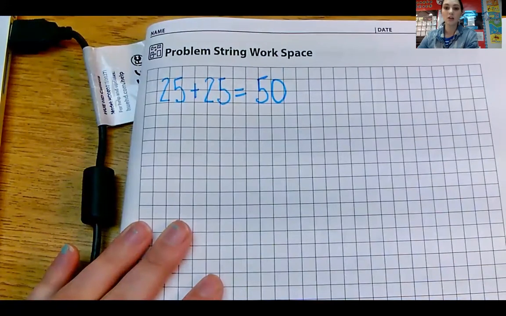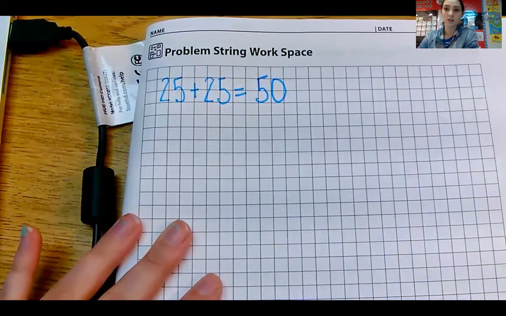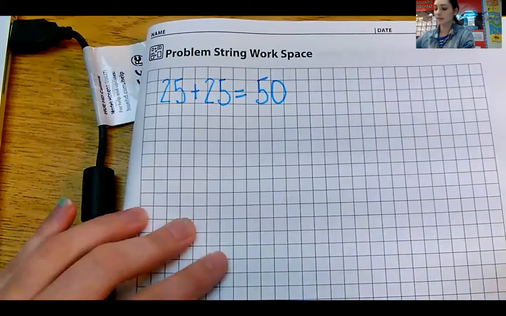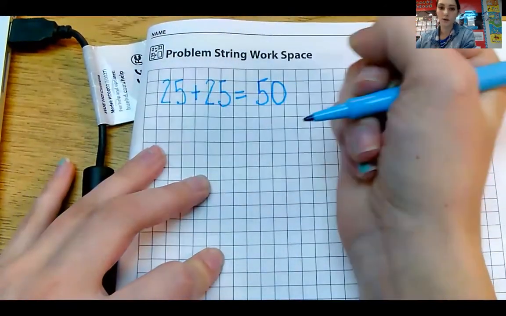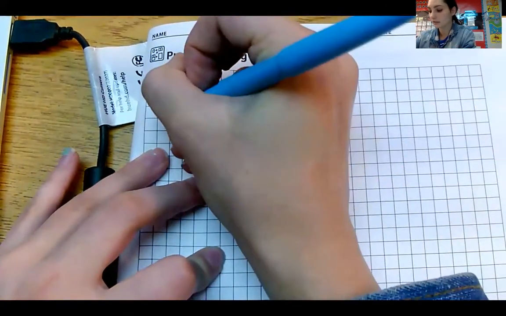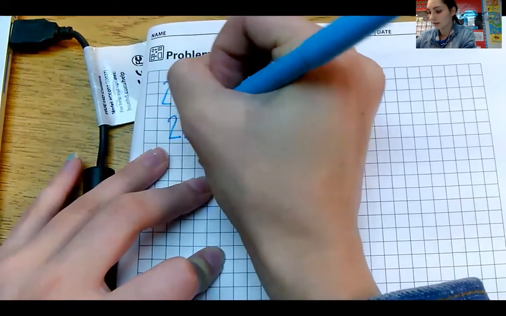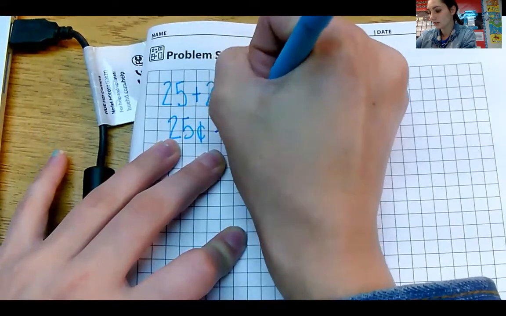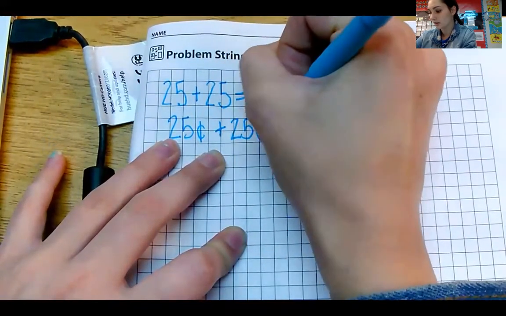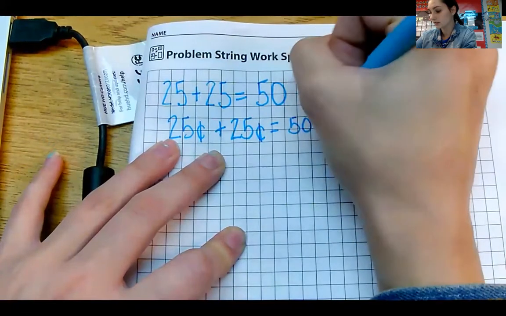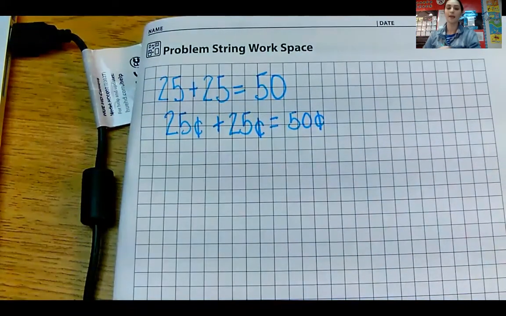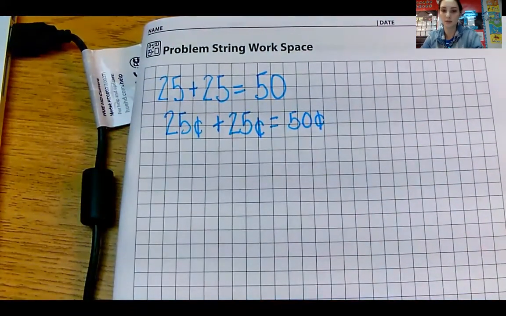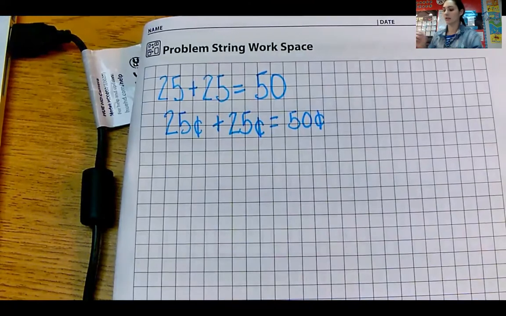Okay. You also could think of quarters. So a quarter is worth 25 cents. So you know that 2 quarters would equal 50 cents. So 25 cents plus 25 cents equals 50 cents. Okay? And make sure you're writing this down with me, all of these strategies. Okay, another strategy, this might be a little bit tricky, so watch closely.